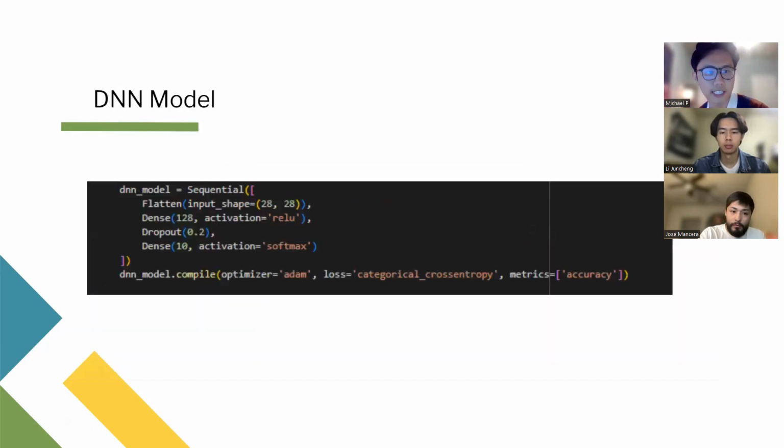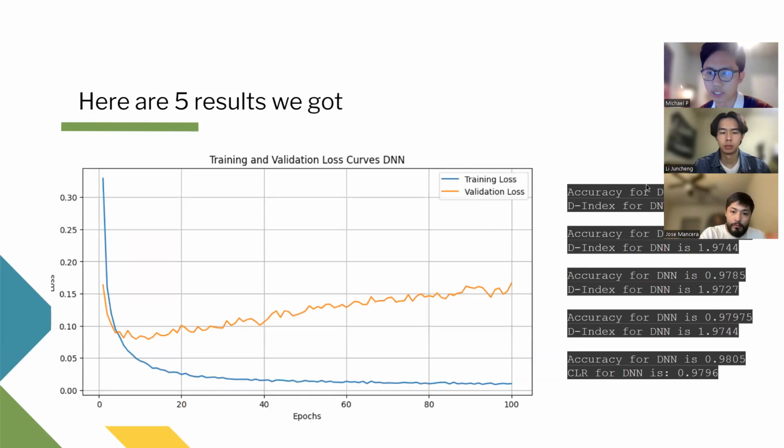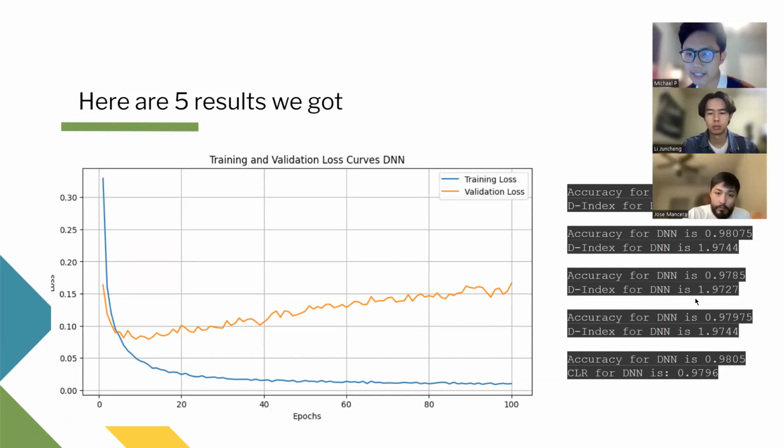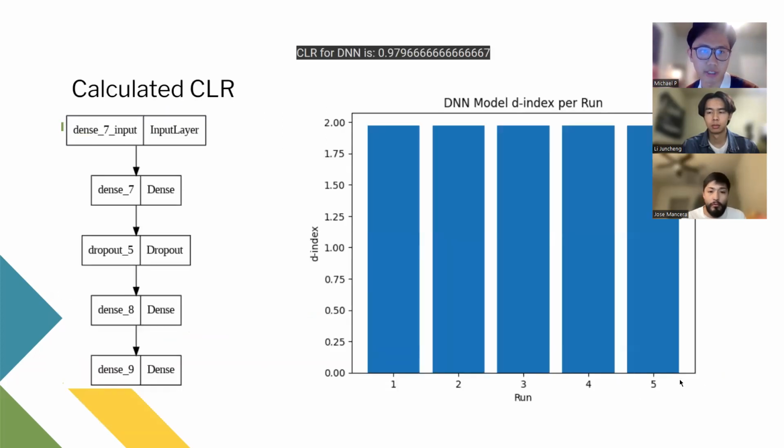And this is our first DNN model right here. It did a really good job, as we can see on the right. The accuracy is all pretty high. These are all 5 different runs. The D index scores are closer to 2, so that tells a good job. And the CLR right here, which is the average of the 5 different accuracies, is 0.97. It did a really good job. And these are the D indexes here, as they're all closer to 2.0. And also on the left, we have the model layers displayed.